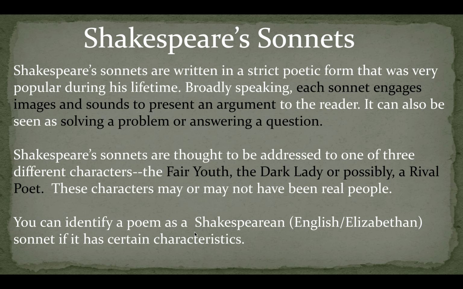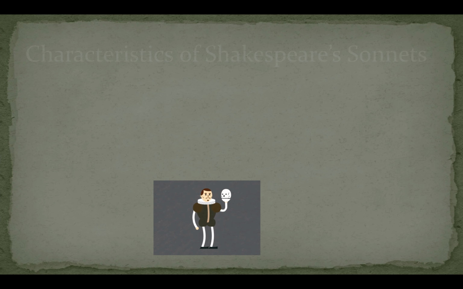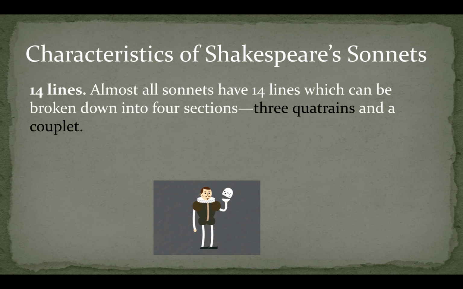Now, you can identify a poem as a Shakespearean, that is English or Elizabethan, sonnet if it has certain characteristics. So let's look at some of those characteristics. All right, so some of this is kind of a review, but again, a little review is a good way to remember stuff. So here are some characteristics of Shakespeare's sonnets.